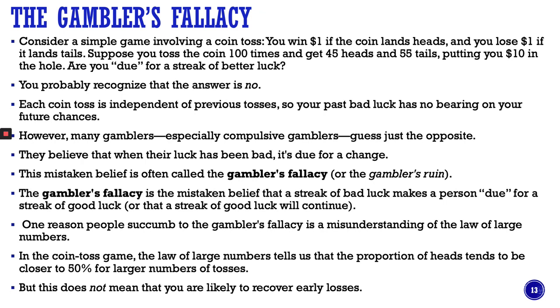So, the gambler's fallacy. Consider a simple game involving a coin toss. You win $1 if the coin lands heads, and you lose $1 if it lands tails. Suppose you toss the coin 100 times and get 45 heads and 55 tails, putting you $10 in the hole. Are you due for a streak of better luck? You probably recognize that the answer is no. Each coin toss is independent of previous tosses, so your past bad luck has no bearing on your future chances.